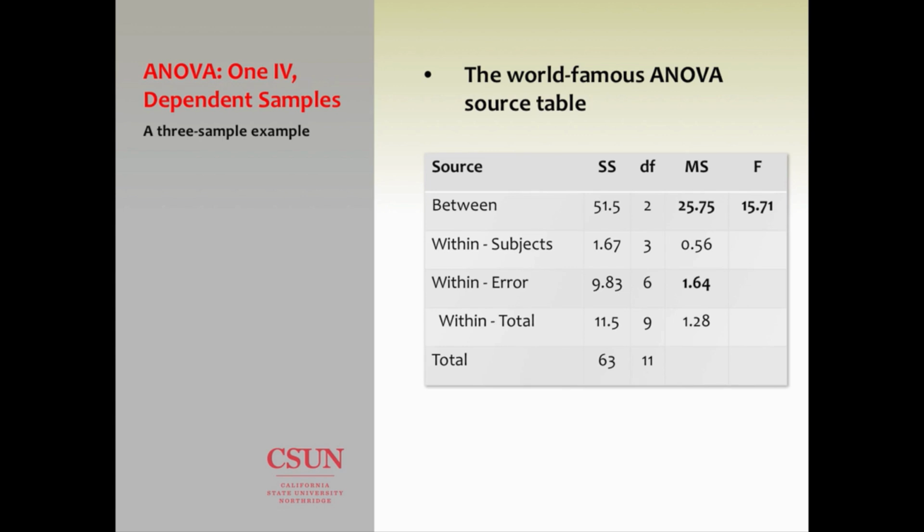So again, 63 there is 51.5 between plus 11.5 for within. And then the 11 for the degrees of freedom is 2 for between and 9 for within, totaled up to 11. So that's where those numbers come from. I'm going to switch over to SPSS and show you the SPSS version of this source table.